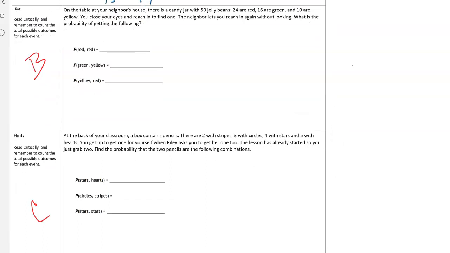For B, on the table at your neighbor's house, there is a candy jar with 50 jelly beans. So we already know that our total is 50. 24 are red, 16 are green, 10 are yellow. So I'm going to write these here because it makes it better for my eyes. And 10 are yellow.